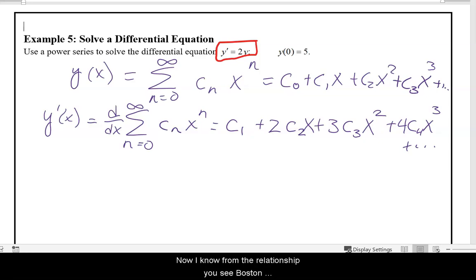Now, I know from the relationship you see boxed in red that this derivative should be 2 times the original, which means that I can now write down an equation which relates the two sides.